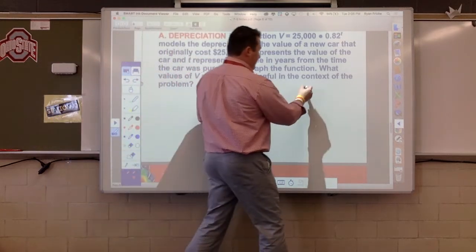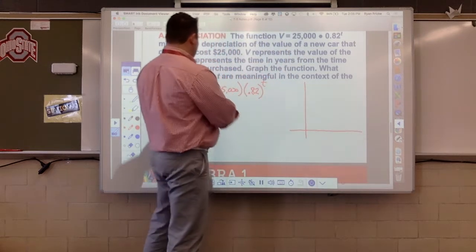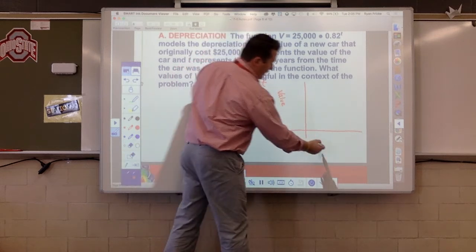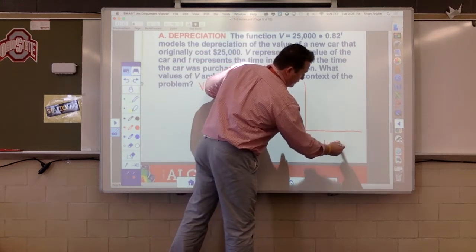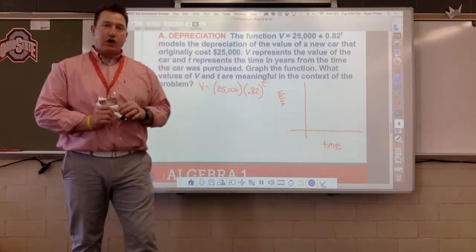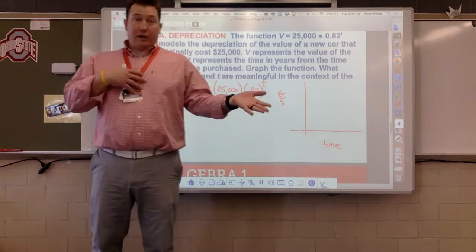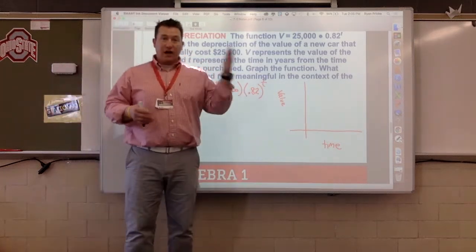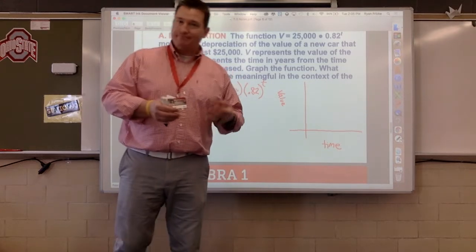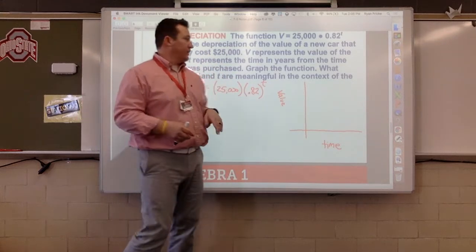Okay, so if we're going to graph this function, this is the value, right? This is time. What's happening to the value of the car over time? Well, we probably all know. I go buy a car today; in a year, 2 years, 4 years from now, is it worth as much as I bought it for? No, it's not, right? So this is going to be one of those decreasing functions.